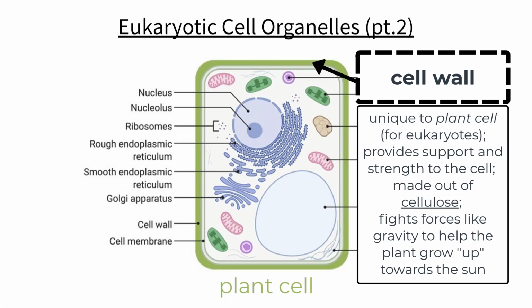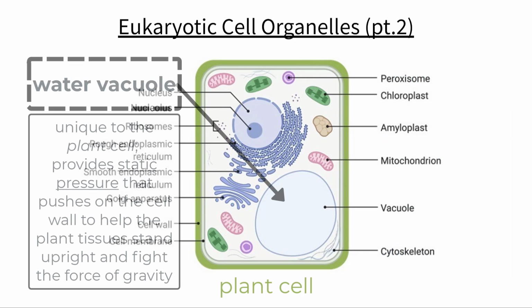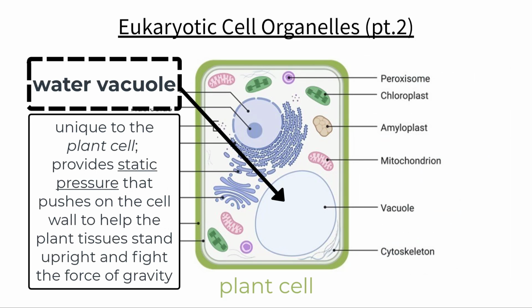This extra strength, along with the fact that plant cells do not need to be mobile, provides the plant with the force it needs to stand upright. But the cell wall does not provide this force on its own. The other structure that is unique to the plant cell is a large, centrally located water vacuole. This vacuole, when it is filled, provides a type of static pressure that pushes on the cell wall to help the plant tissue stand upright and fight the force of gravity.